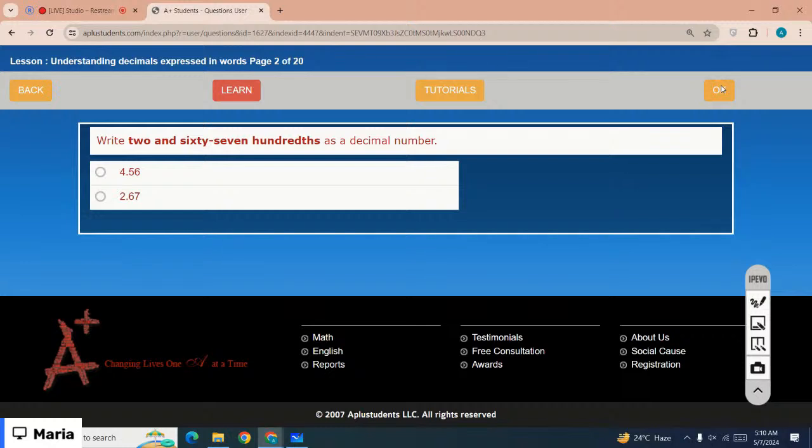But I am not yelling. 2 and 67 hundredths, which is the correct option? 2 is the number before the decimal point, and then 67 is at the hundredth position, right? So that is 2.67. Option number 2 is the correct option.